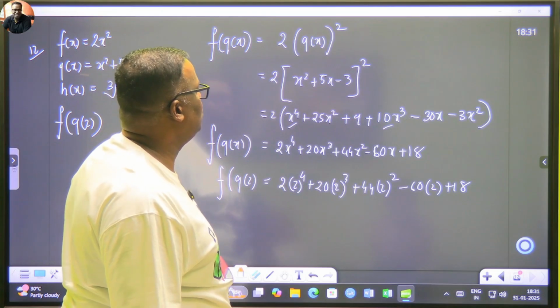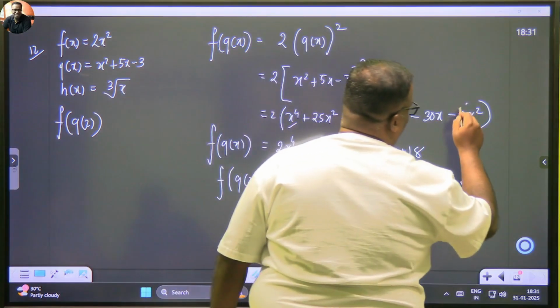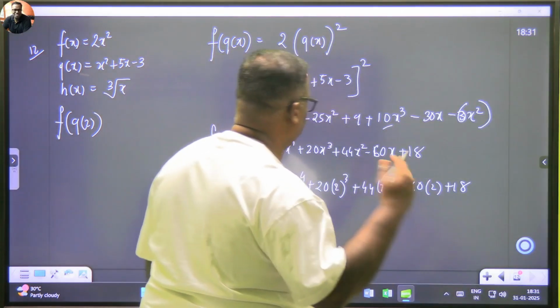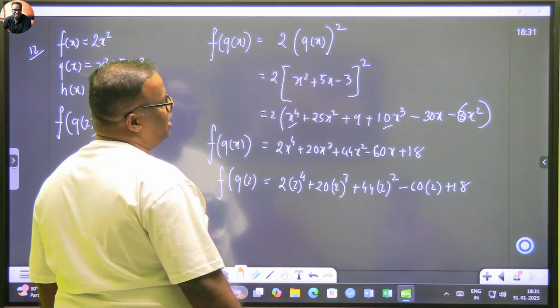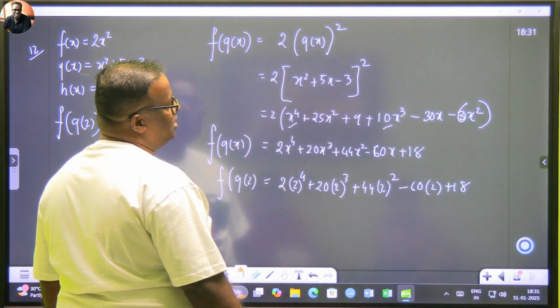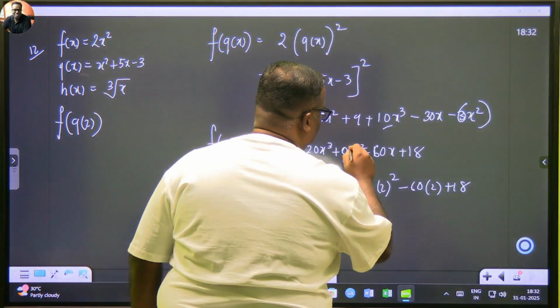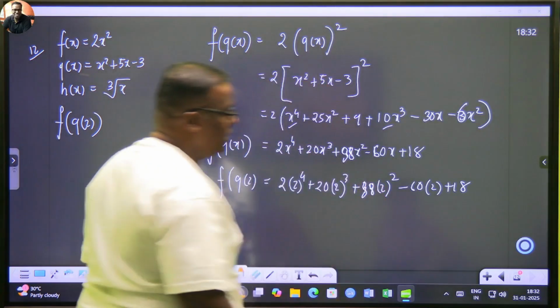2ab plus 2bc plus 2ca. So this is wrong first of all. This should be 6x square. Yes, so this is a mistake, correct it, this is my problem. 6x square and 25x square, how much will it come to? 19. Yeah, 19 then multiplied by 2 will become 38. So this will become 38. Anything else is a mistake?